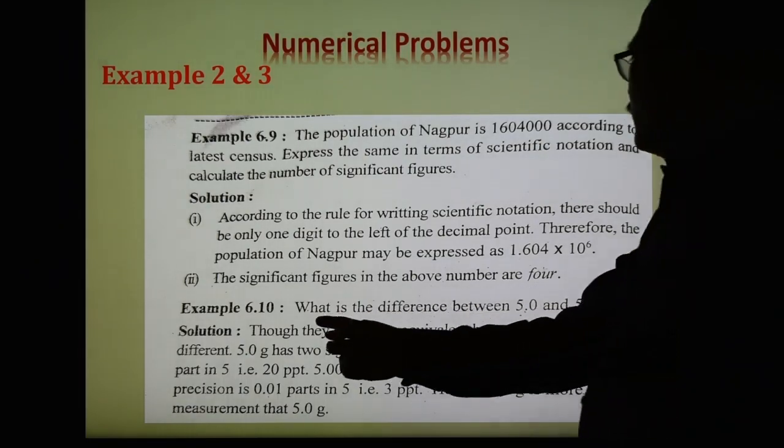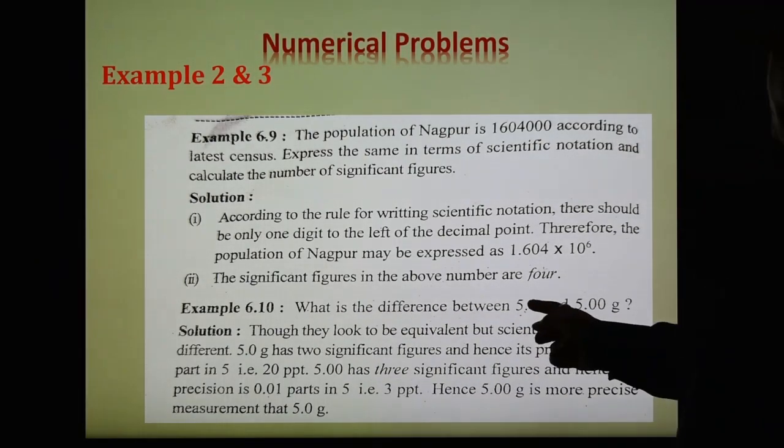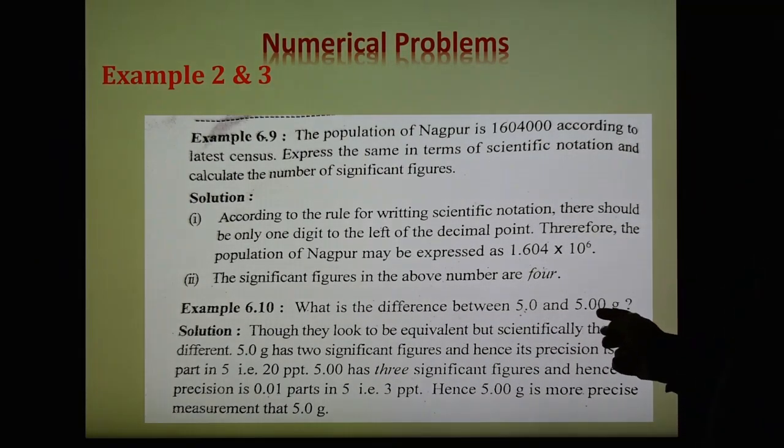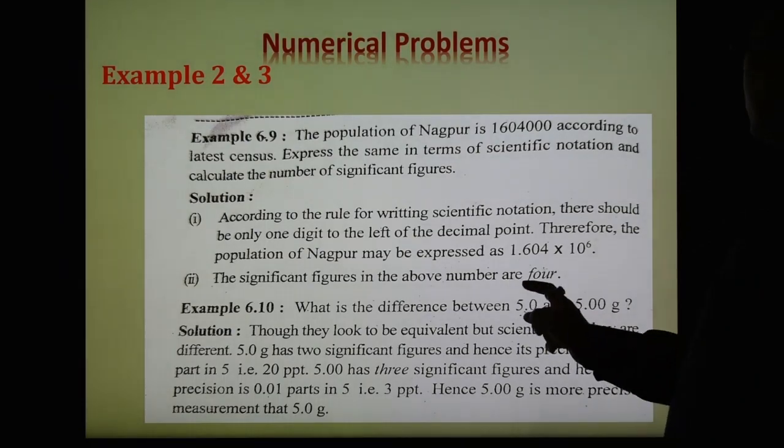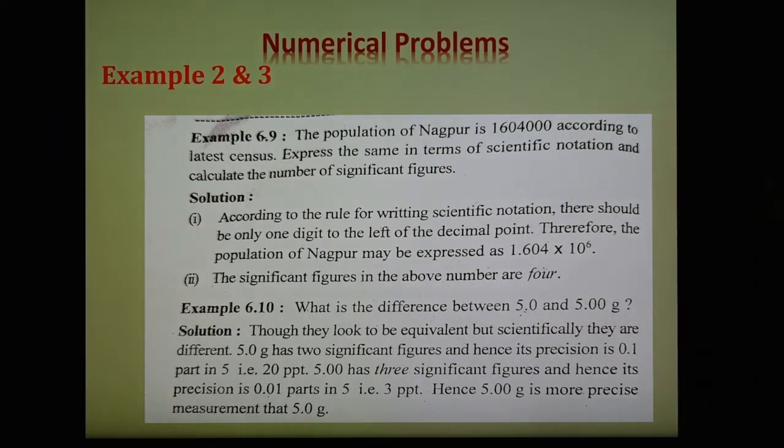In this other example, what is the difference between 5.0 and 5.00 gram? Actually they look equivalent, but scientifically they are different. In this case there are 2 significant figures, and in this case there are 3 significant figures. So this is the answer.